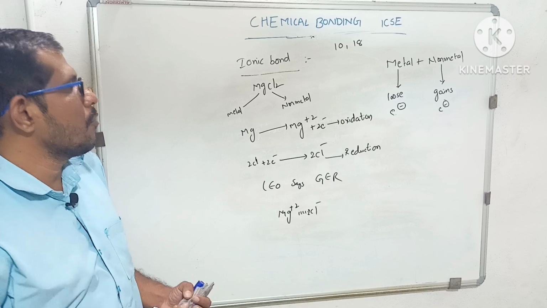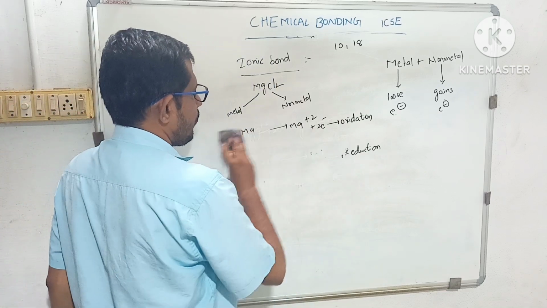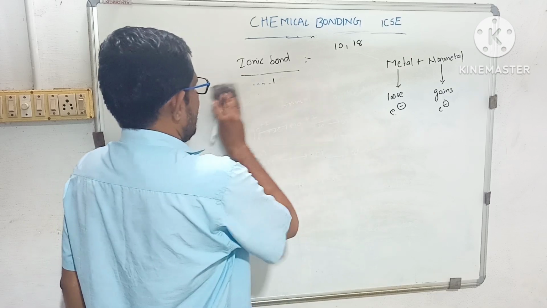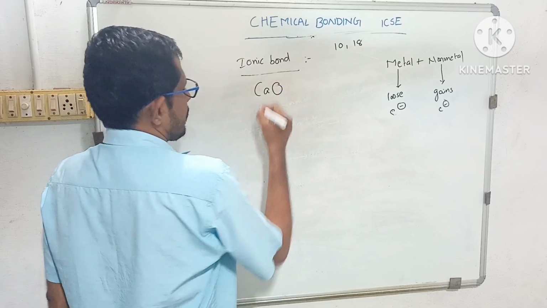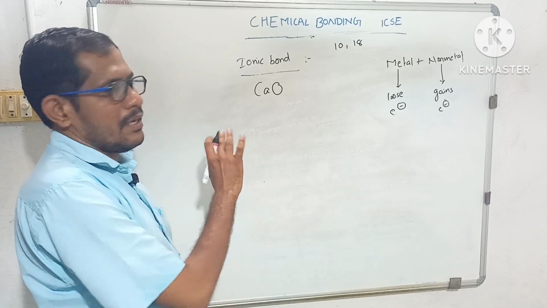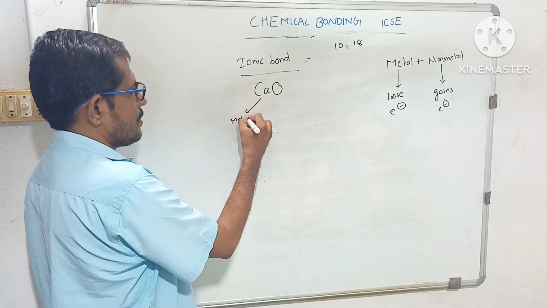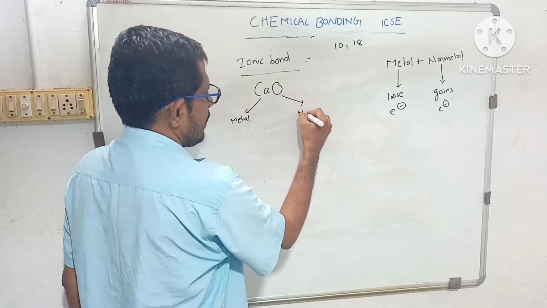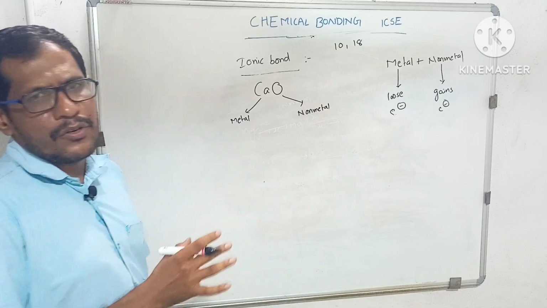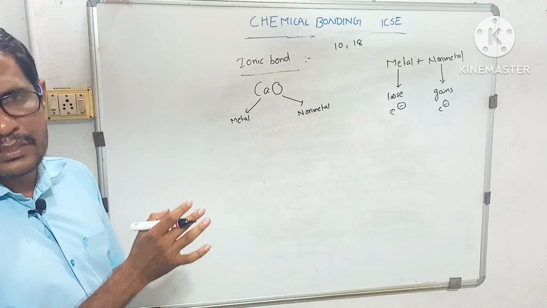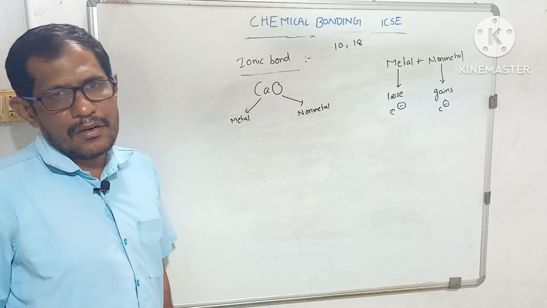I will show you one more compound now. I will take calcium oxide, right? First identify the metal and non-metal. I told you already, in most cases the first one is metal and the second element is non-metal. So you don't need to find it difficult to tell which is metal and which is non-metal. Generally the first element is the metal, the second element is the non-metal.